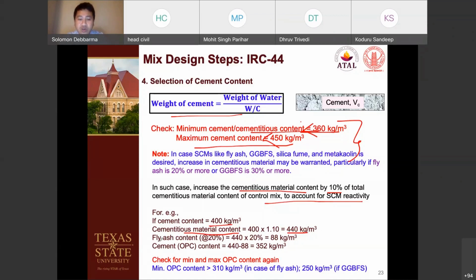Now, if I want to use fly ash at 20%, then my fly ash content should account to 88 kg per meter cube. Then the cement content will become 440 minus 88, which gives us 352 kg per meter cube. Now this OPC content, we need to check again for minimum and maximum OPC content. IRC 44 has recommended that if we use fly ash, the minimum OPC content should be greater than 310 kg per meter cube, and if we use GGBFS, the minimum cement content should be more than 250 kg per meter cube. So we need to remember this.